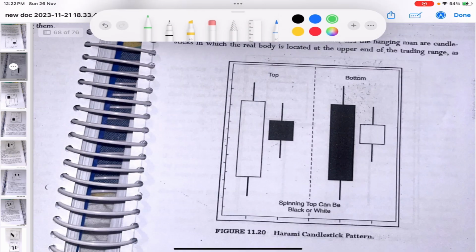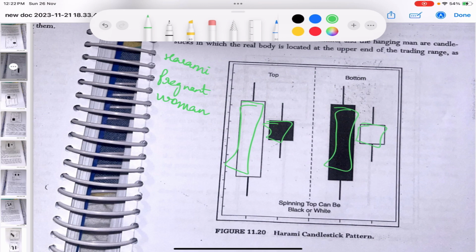Now there's another way where I like to remember this, and that is a pregnant woman. So harami is the same as pregnant woman. Why am I saying that? Because there's a big body with a little baby over here, big body with a little baby over here. So this is usually a reversal pattern, and this is known as a harami pattern.